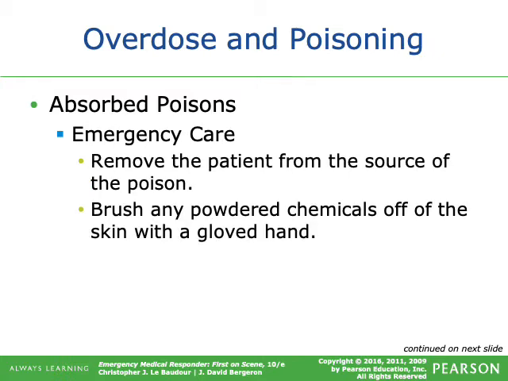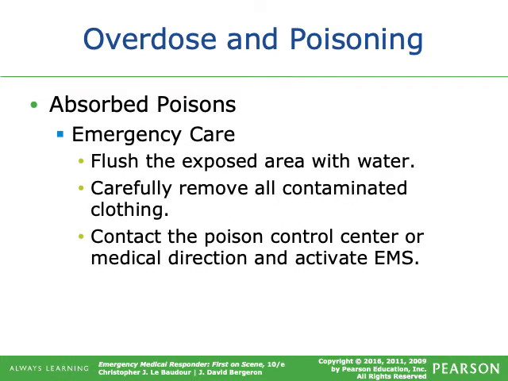Emergency care for absorbed poisons is going to be to remove the patient from the source of the poison. Brush any powdered chemicals off the skin with a gloved hand. Flush the exposed area with water. Carefully remove all contaminated clothing. Contact the Poison Control Center or medical direction and activate emergency medical services.